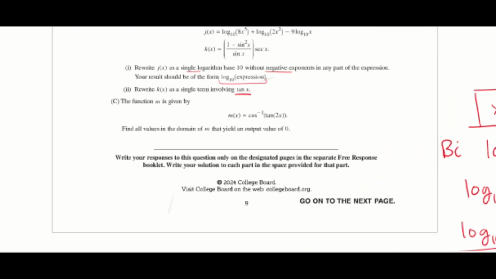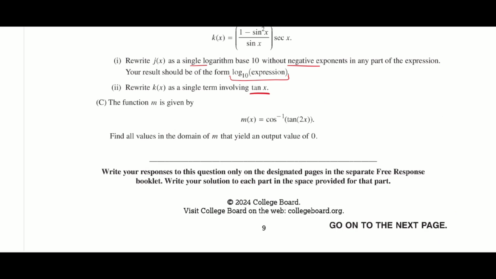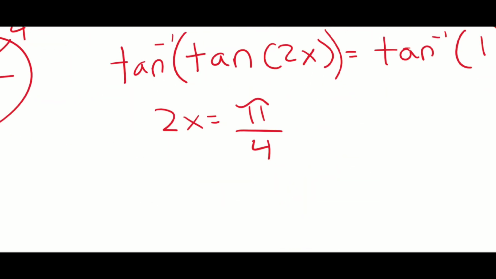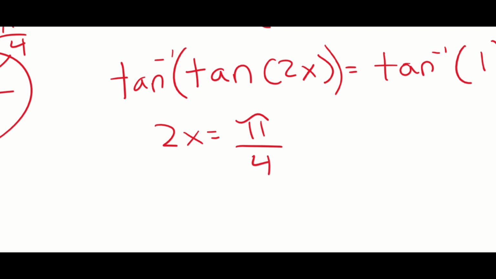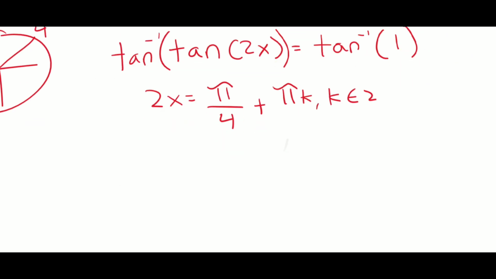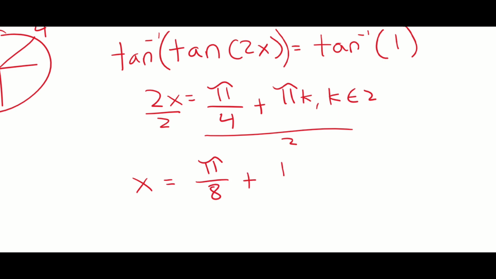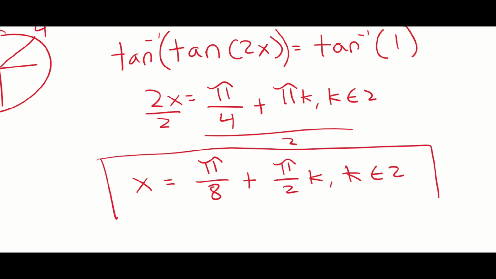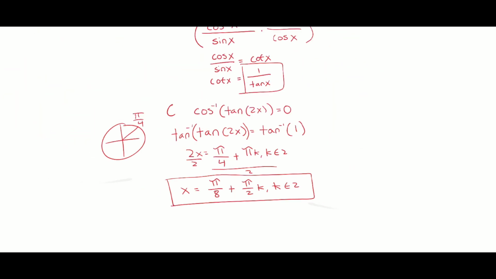If we look back at the question, it wants it for all values in the domain. Since the period of tangent is pi, you add pi k, where k is an element of the integers. We want just x, so we divide everything by 2. The final answer is x is equal to pi over 8 plus pi over 2 k, where k is an element of the integers. That is your final answer, and I believe we are done.